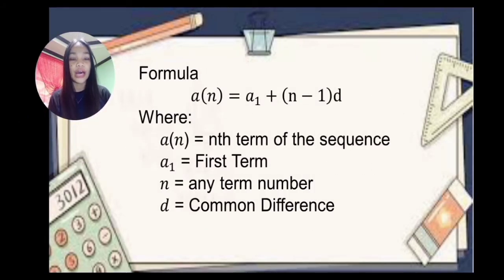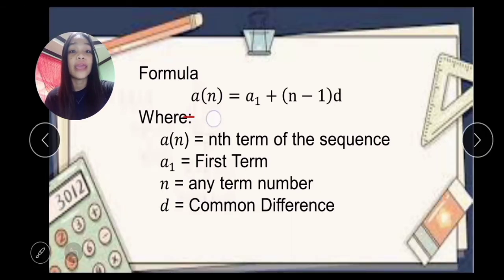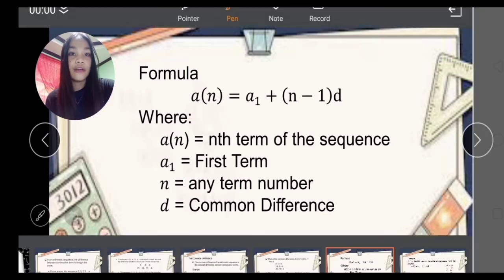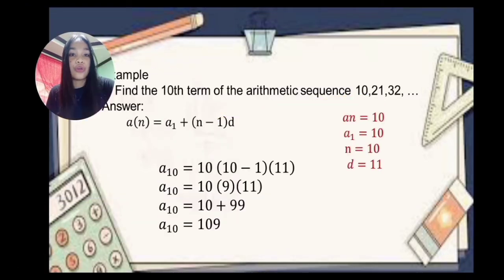We have our formula to solve our arithmetic sequence. Our formula is an equals a1 plus n minus 1 times d, where an is the nth term of the sequence, a1 is the first term, n is the number of the term, and d is the common difference. So let's have an example for us to know how to solve.